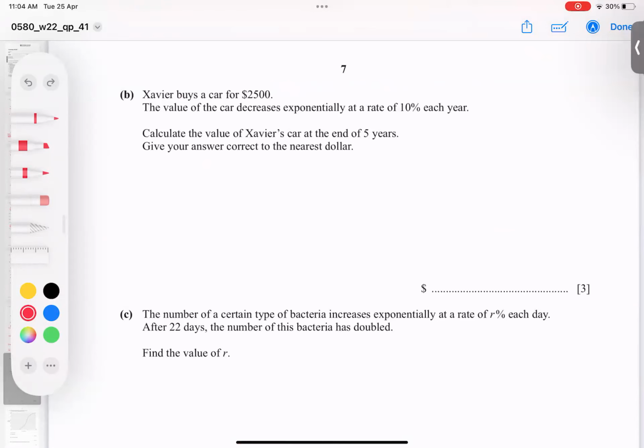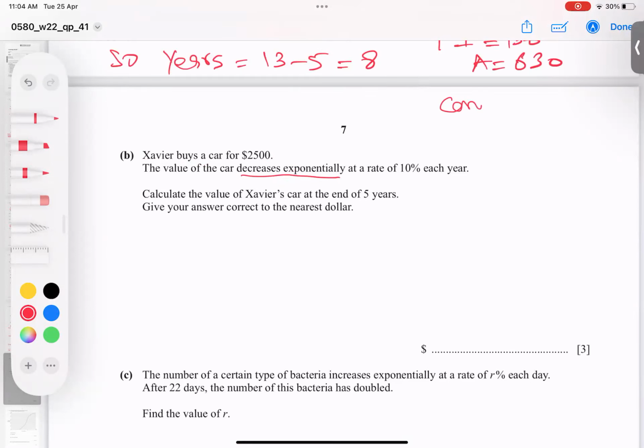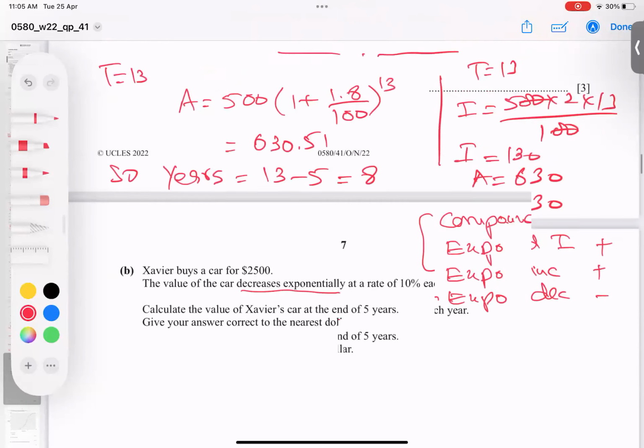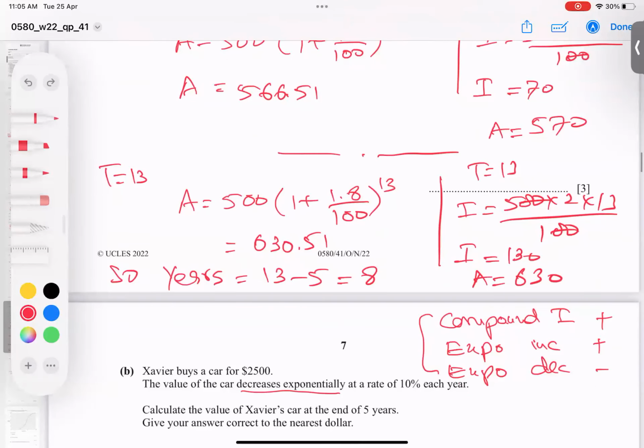And let's talk about the next part. X buys a car for this much money. The value of the car decreases exponentially. Let me tell you one thing, exponentially, compound interest formula. Exponentially increase or exponentially decrease, all formulas are the same except here plus, here minus, and compound interest also plus. Look at here, there's a plus in the middle. So in compound interest, we write plus. For exponentially increase, again write plus, but if it decreases, we plug in a minus sign.